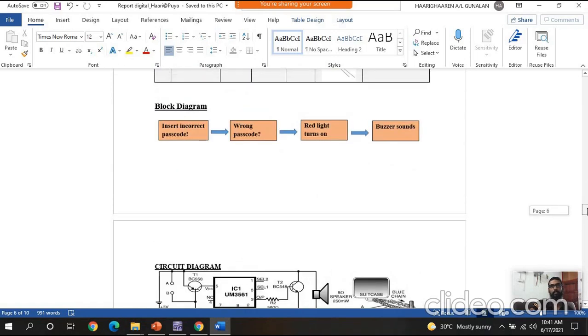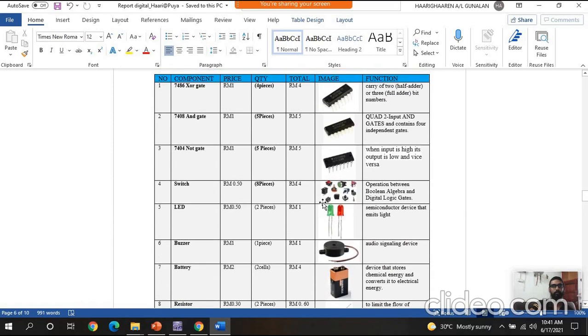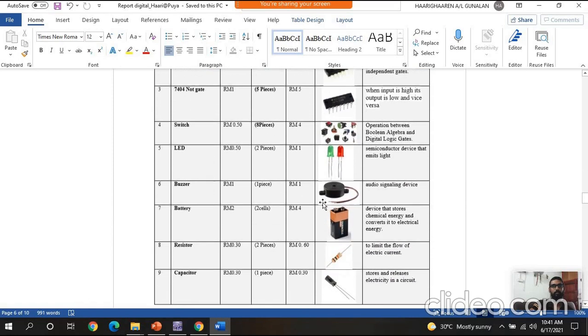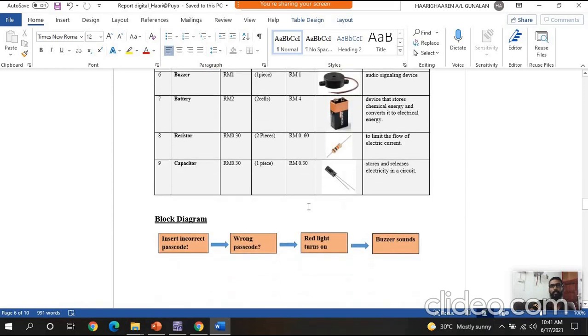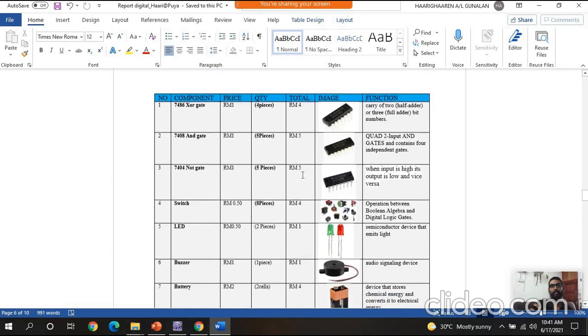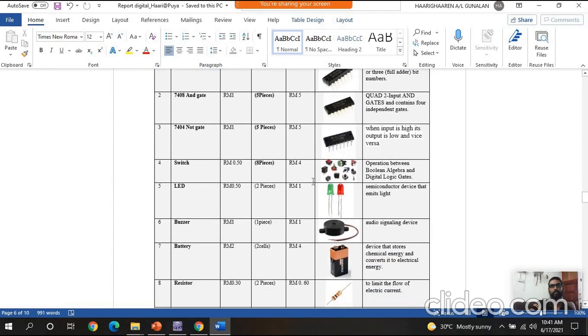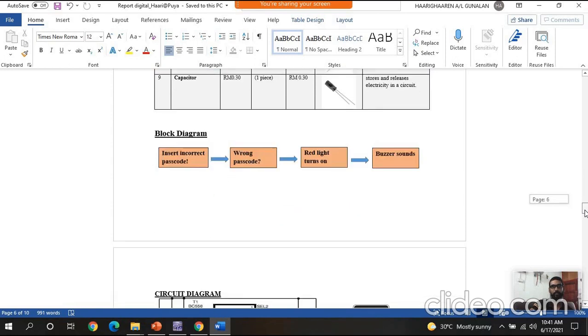The bill of materials, the total cost. Oh, okay, madam. I'll answer you later because I didn't do it yet. What is the total cost? Just keep it, you add on later in the report. Okay, sure, madam.